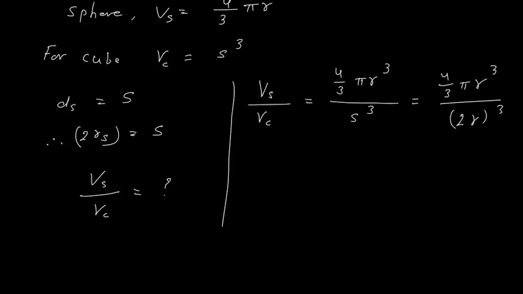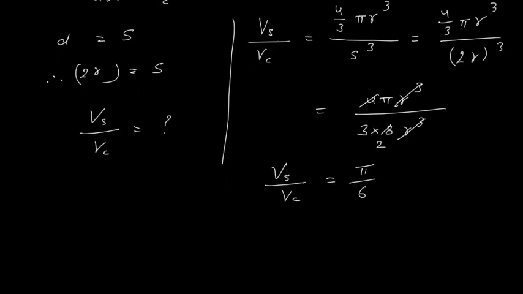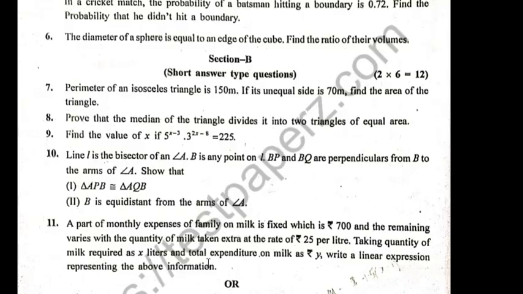In place of s we will write d only, or d is 2 times r. Now I will open the bracket. So this is 4 pi r cube divided by 3 into 2 cube, which is 8, and r cube. So r cube and r cube will cancel. 4 1 the 4, 4 2 the 8. So finally Vs upon Vc is pi upon 6. This is our 6th question.